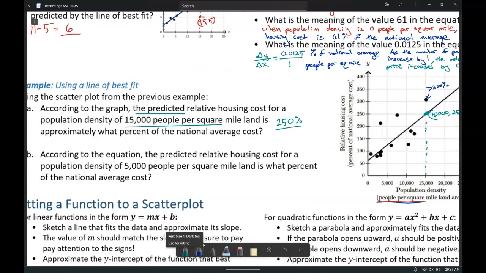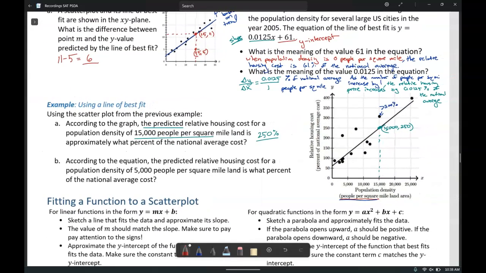Next, according to the equation, the predicted relative housing cost for a population density of 5,000 people per square mile of land is what percent of the national average? So here what we're doing is we're actually looking at the equation and not necessarily the graph, but we can make a prediction. At 5,000, we know it's going to be somewhere in the range of 125%. Well, let's see what the actual value is when we plug it into our equation.